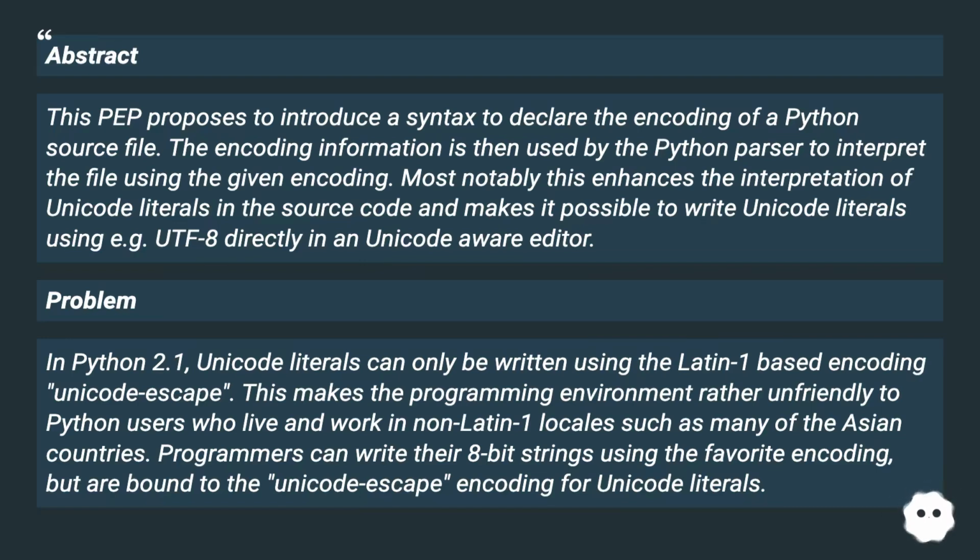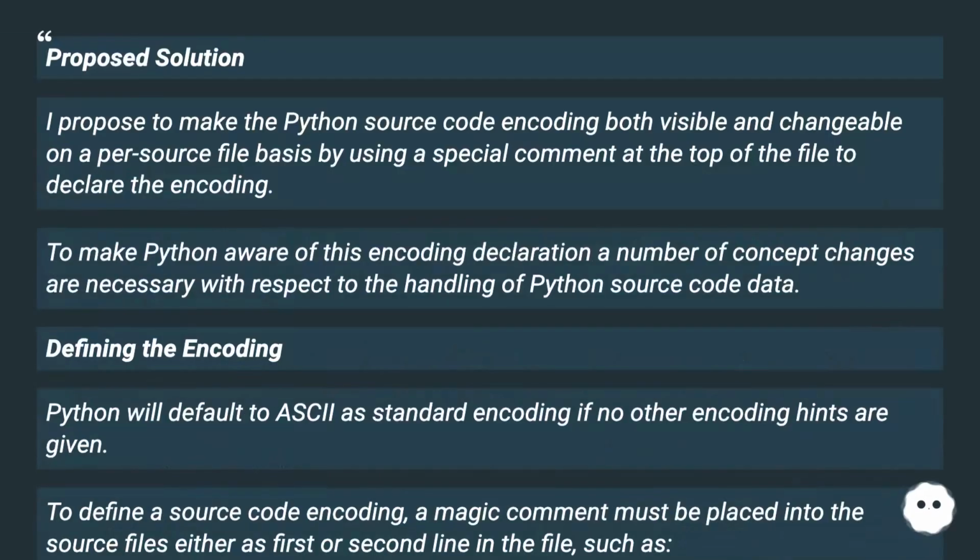Programmers can write their 8-bit strings using the favorite encoding, but are bound to the Unicode escape encoding for Unicode literals. Proposed solution: make the Python source code encoding both visible and changeable on a per source file basis by using a special comment at the top of the file to declare the encoding. To make Python aware of this encoding declaration, a number of concept changes are necessary with respect to the handling of Python source code data.